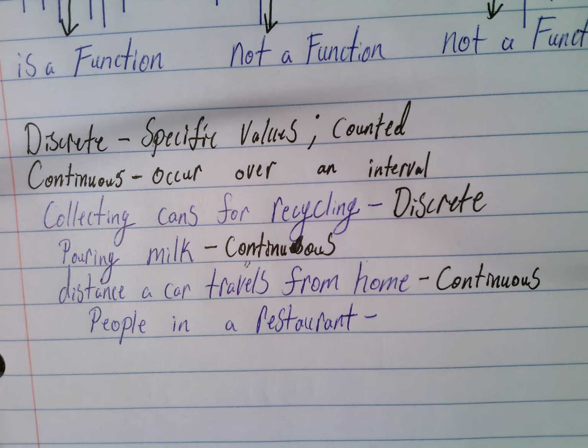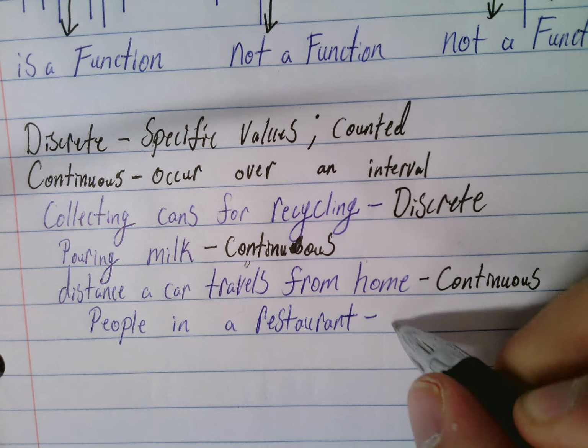The number of people in a restaurant. Does that happen one at a time that we count? Or is that something that's measured as an interval with half people and quarter people? What do you think, Cruz? Discrete or continuous? Good. It would be discrete.